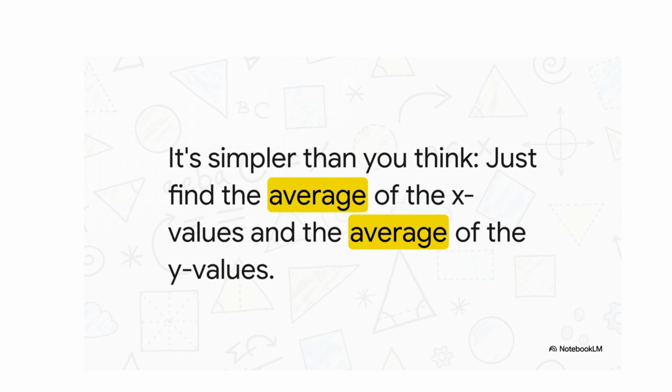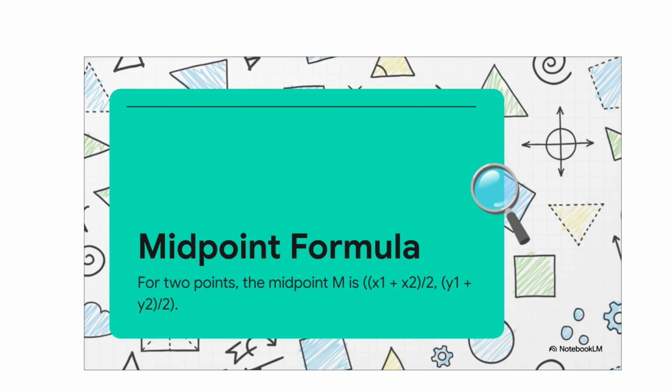If you want the middle of the whole line, you just have to find the middle of its horizontal part and the middle of its vertical part. In other words, you just average the x-coordinates and then you average the y-coordinates. That's it. And here's what that looks like as a nice, clean formula. You add the x's and divide by 2, then you add the y's and divide by 2.